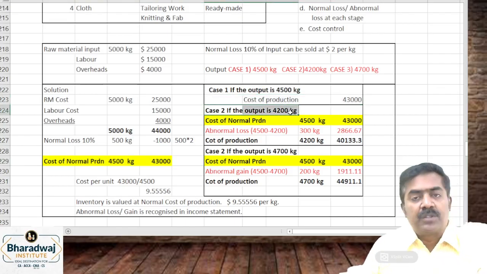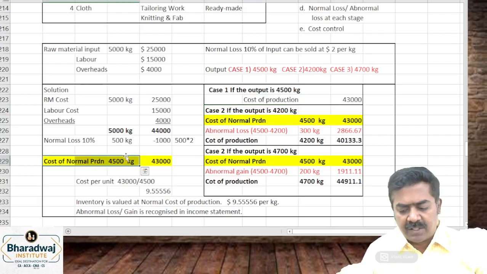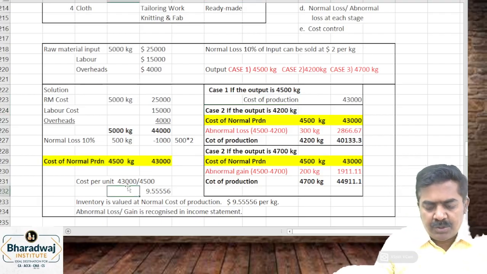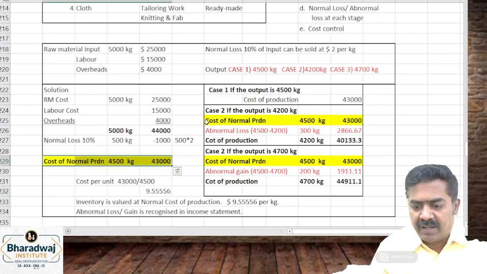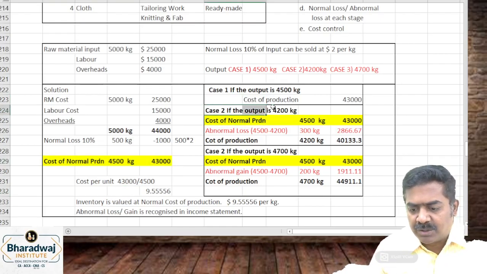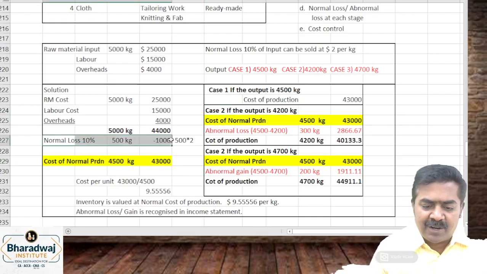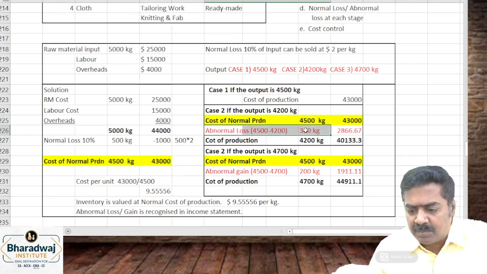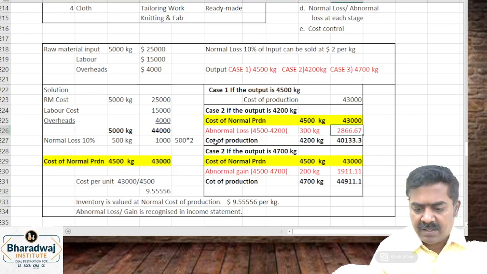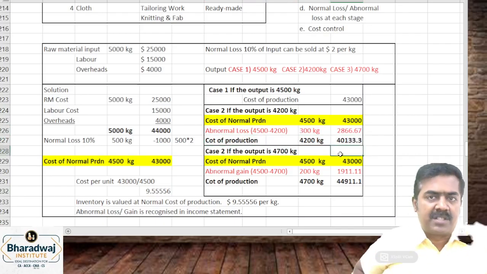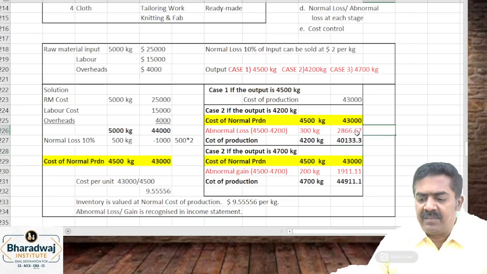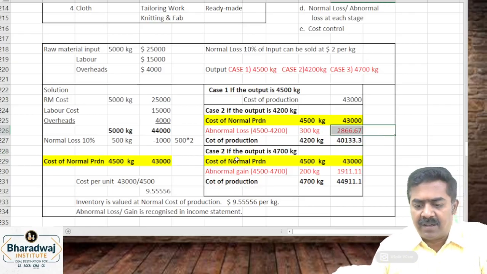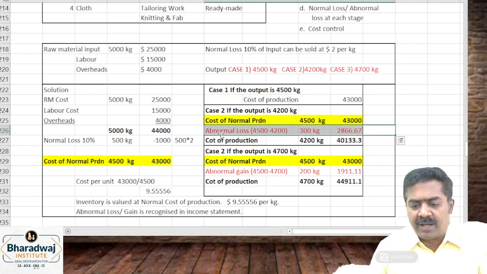If the output is only 4,200 kilograms, the normal production expected is 4,500. We already provided for normal loss. We expected 4,500 but got only 4,200, which means there is an abnormal loss. How to value the abnormal loss? 300 kg into 9.55556, and the balance will be assigned to the cost of production. What happens to the abnormal loss? It will not be charged to the customer and will not be added to inventory value. It will be charged to the P&L account, like a loss the company should bear.